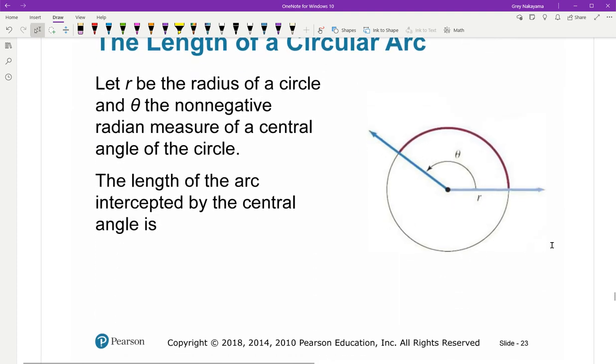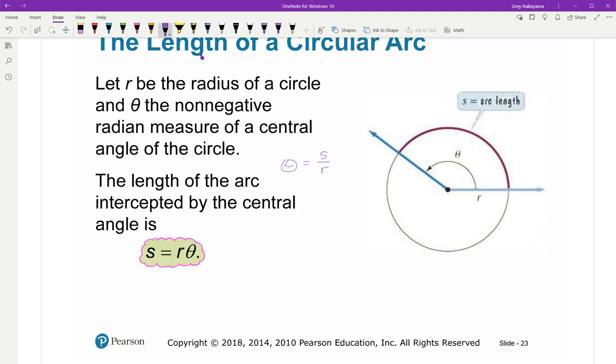All right, the length of a circular arc. We talked about earlier that theta was equal to S over R. Well, if I need to solve that for S, I'm going to multiply both sides by R. So that's our next formula. The arc length is S equals R theta.